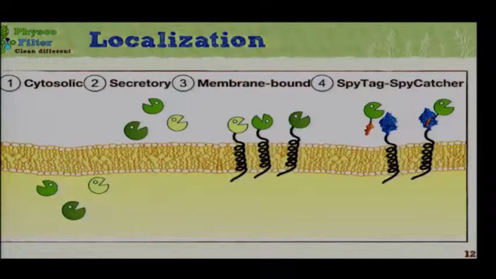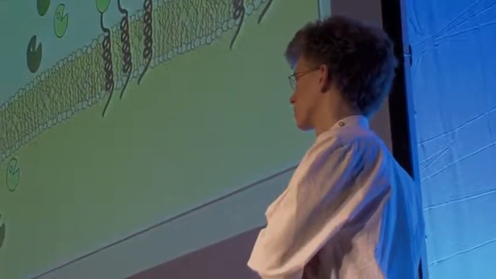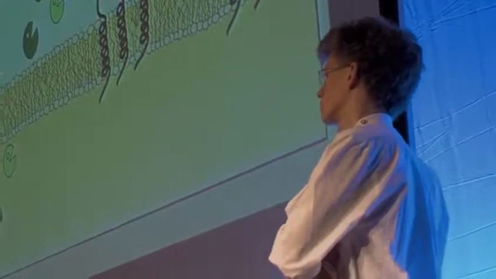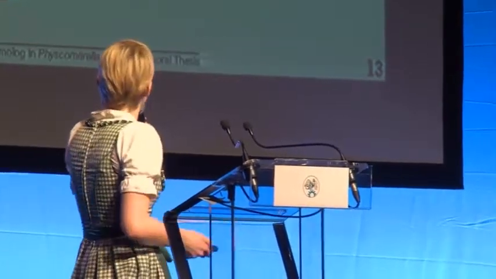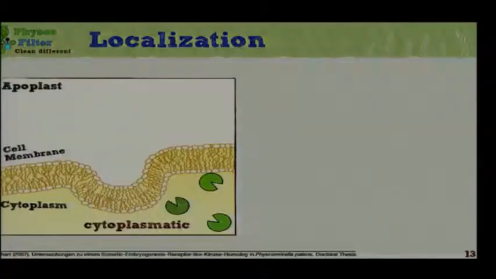But since we do not only want to degrade antibiotics, but a very large variety of substances, we have to consider other parameters, like if the pollutants can go through the membrane, or the availability of cofactors or disulfide bridges. So we need different localization systems. And so we made these 4 localization systems, which are cytosolic, secretory, membrane-bound, and the SpyCatcher-SpyTag system, which I'm going to talk about later. So I'm not going to further elaborate on cytoplasmic expression because it's straightforward.